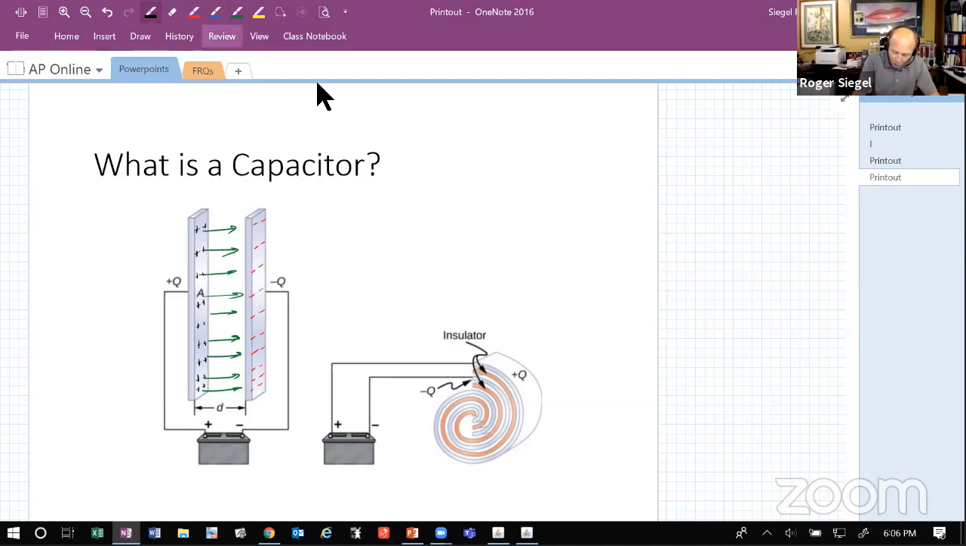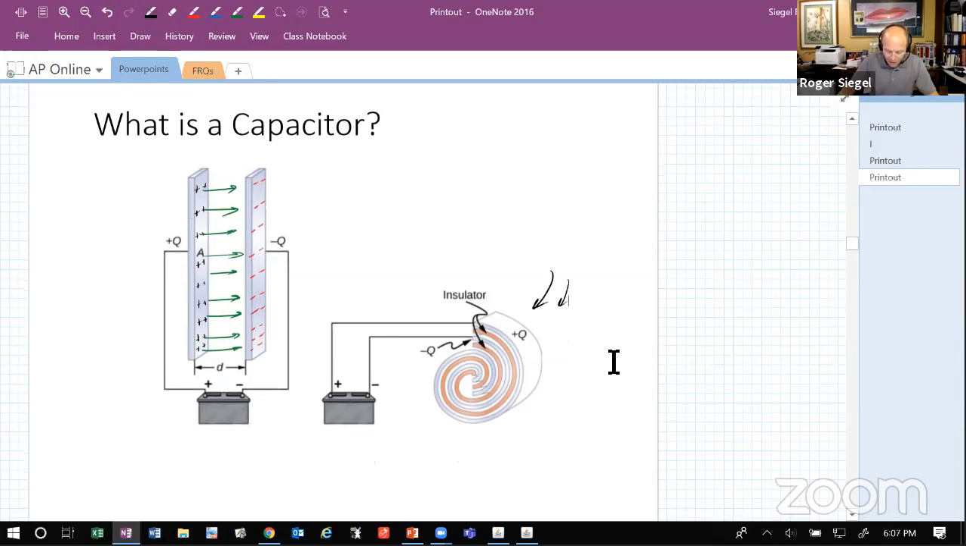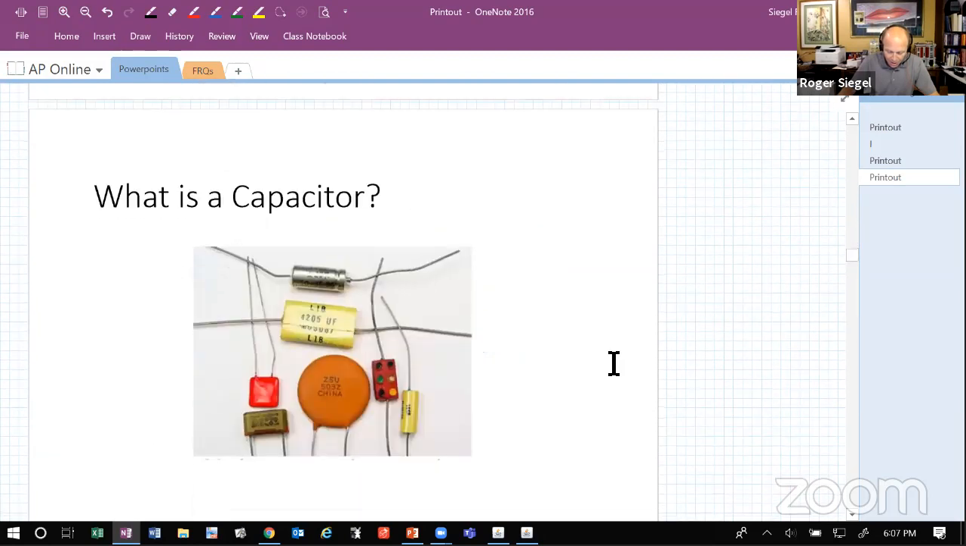Here is the roly-poly one that I showed you, and you can see that there's two plates that are separated by an insulator. And so that's another kind of capacitor. And so that's what a capacitor is. Let's go down and see some pictures of ones.